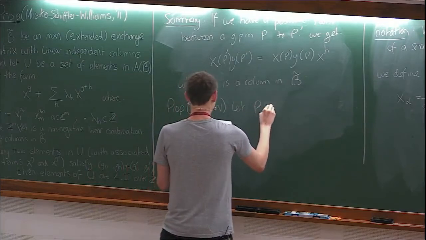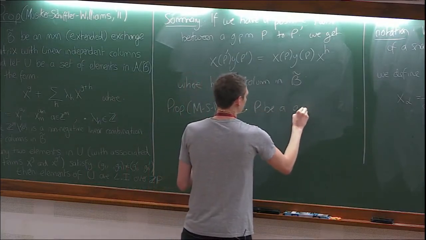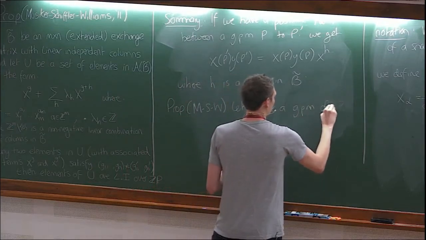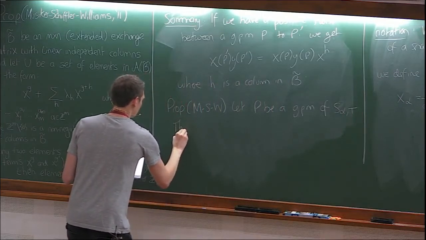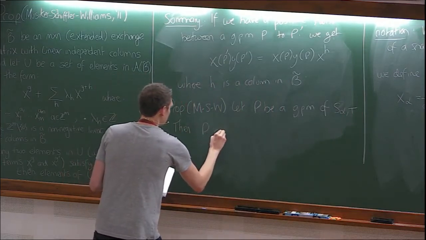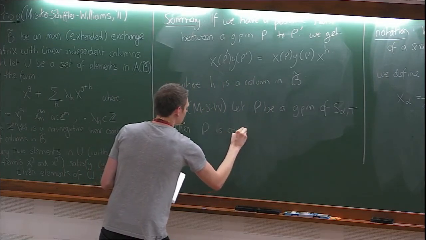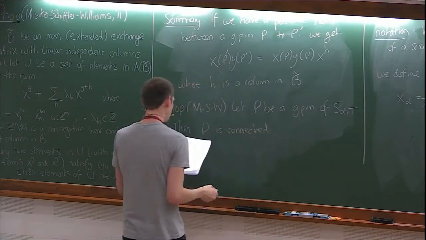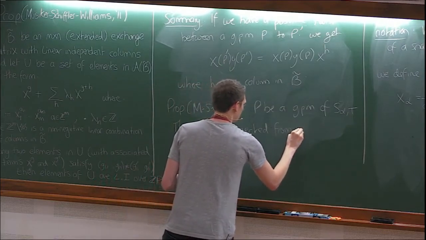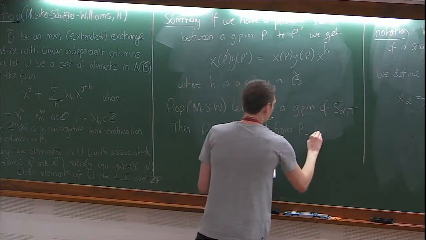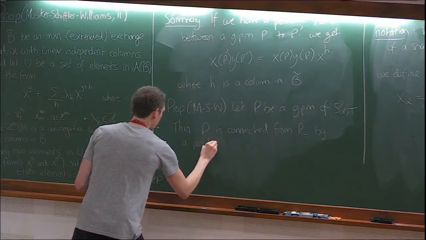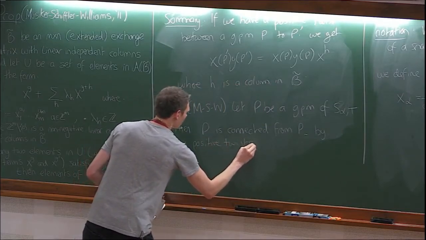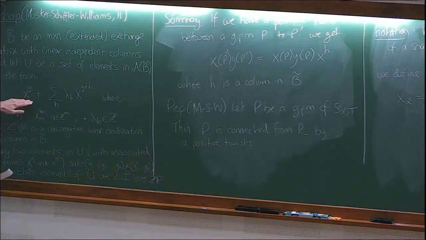So let P be a good perfect matching of a snake or band graph. Then P is connected from the minimal matching by a sequence of positive twists. So this leading entry is going to correspond to our minimal matching.